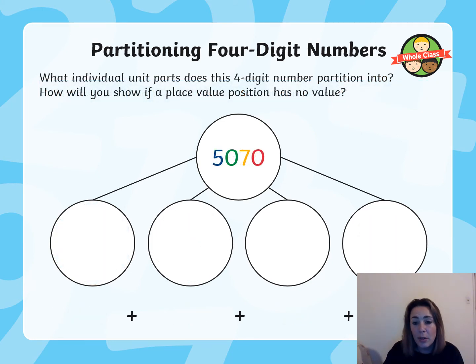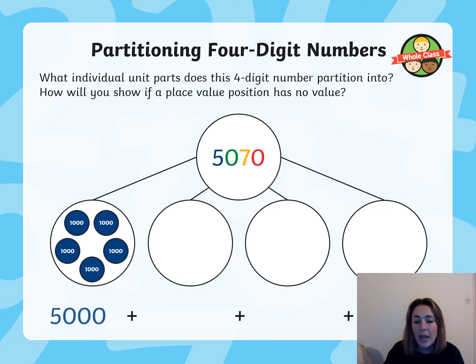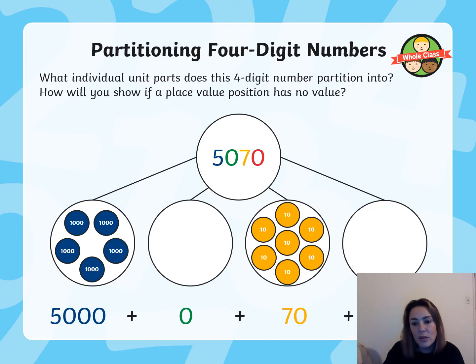Here is another number that you can have a go at also. This one has 2 zeros as placeholders. So we have 5,000. We don't have any hundreds at all in this number. We have 7 tens or 70, and there are no ones. 5,070. Remember, like I said, if you need to draw the thousands, hundreds, tens and ones above the number to help you, that's a good method.